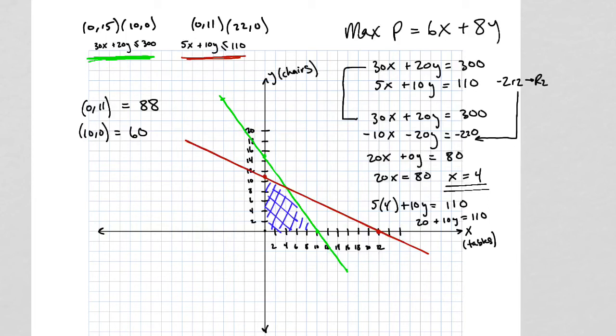So 10y equals 110 minus 20. 10y equals 90. y equals 90 over 10. y equals 9. So our corner point here we're going to say is 4, 9.